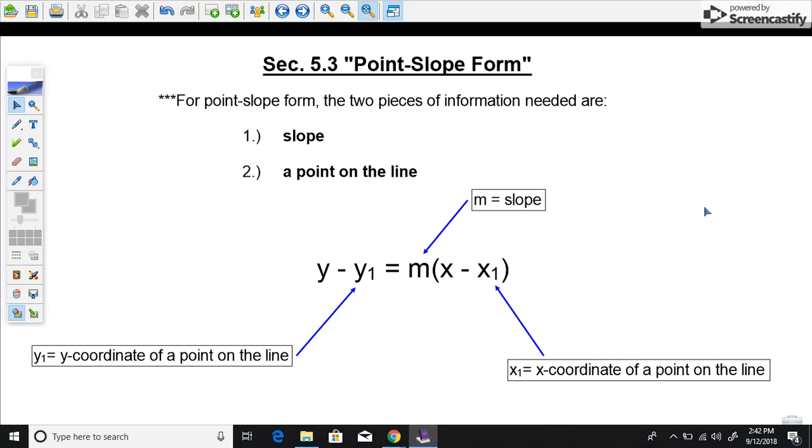Hi, algebra students. Today we're going to talk about point-slope form. We've previously talked about slope-intercept form. We're going to talk about point-slope form and how we can use that to write an equation of a line. We're also going to talk about how to graph it.